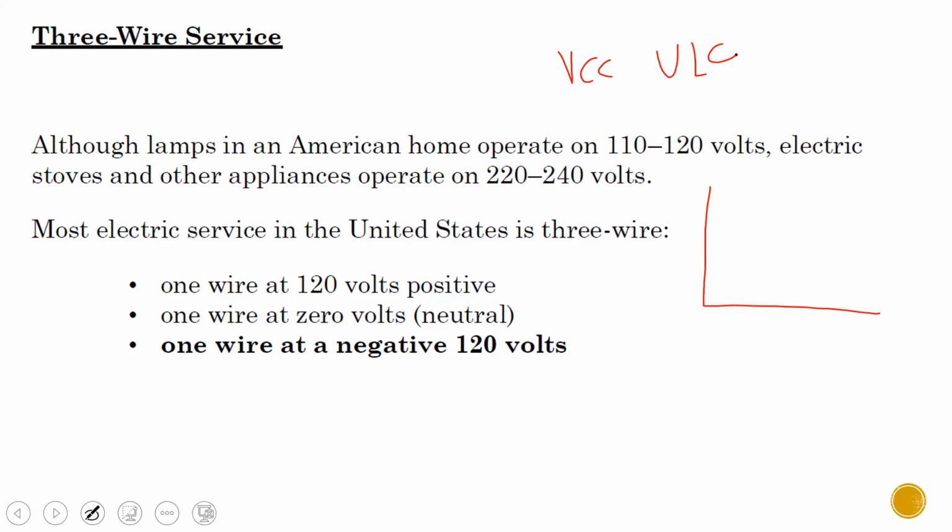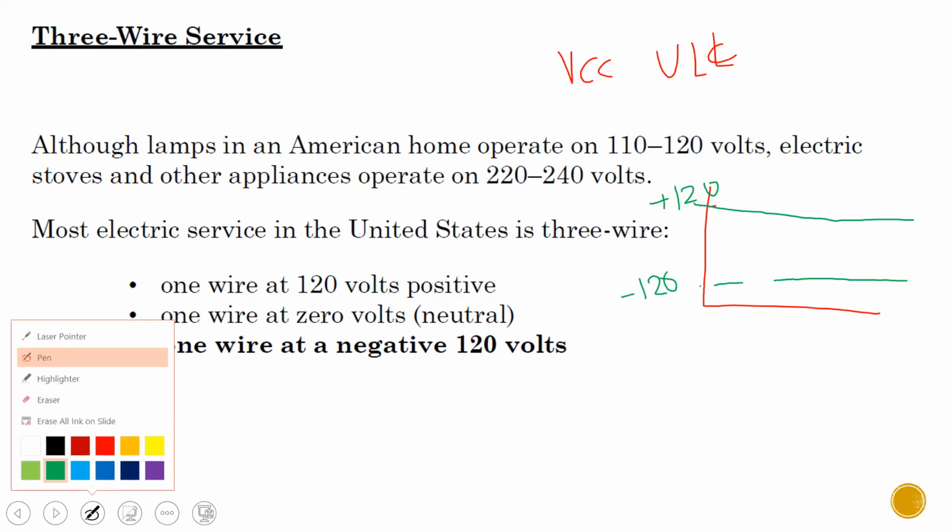VLC or VLL, I think. It's V line to line. What does it mean? Now, you have to draw it like this. This line here represents positive 120, and there's another line which represents negative 120.